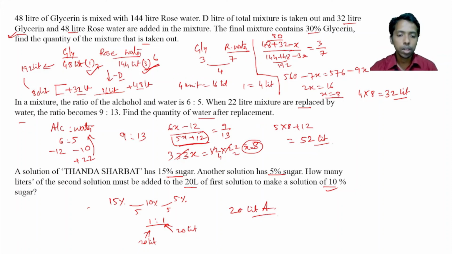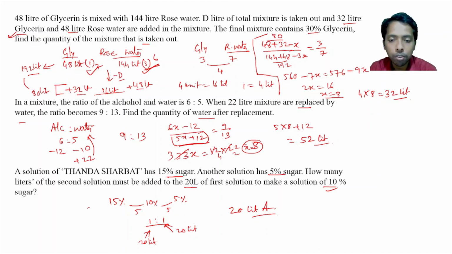Okay. Now just understand this question, 48 liters of glycerin once again. This 48 liters of glycerin is mixed with 144 liters of rose water. Some liters of the total mixture is taken out. So we have to deal with the ratio here, that is x is here and 3x is here. So total 4x units would be taken out from this mixture, that is 192 liters initially. Now 32 liters of glycerin and 48 liters of rose water are added to the mixture. We can follow the traditional manner here: 48 minus x plus 32, 144 minus 3x plus 48, that is okay.